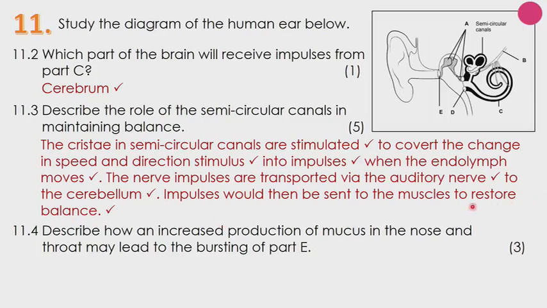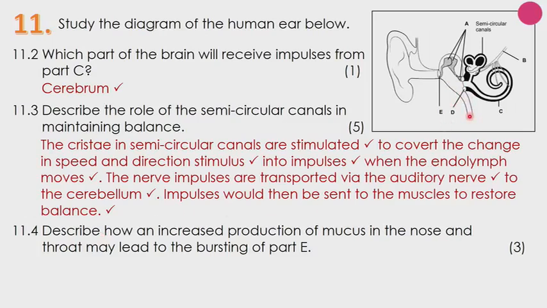And then last but not least, describe how an increased production of mucus in the nose and throat may lead to the bursting of part E. E on the diagram there indicating the tympanic membrane. Now, in this question, the mention of the nose and the throat should highlight the fact that we are involving the eustachian tube here, because that opens in the nose-throat area.